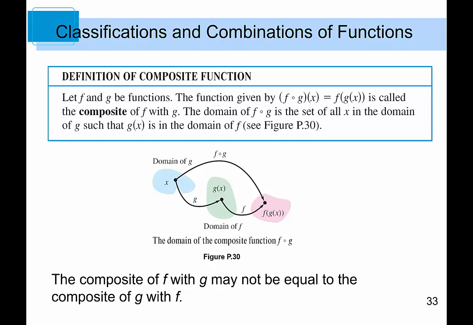from the textbook. Let f and g be functions. The function given by (f composite g)(x) is called the composite of f with g. The domain of f composite g is the set of all x values in the domain of g such that g of x is in the domain of f. Now this is very important: the composite of f with g may not be equal to the composite of g with f. It depends on the function.